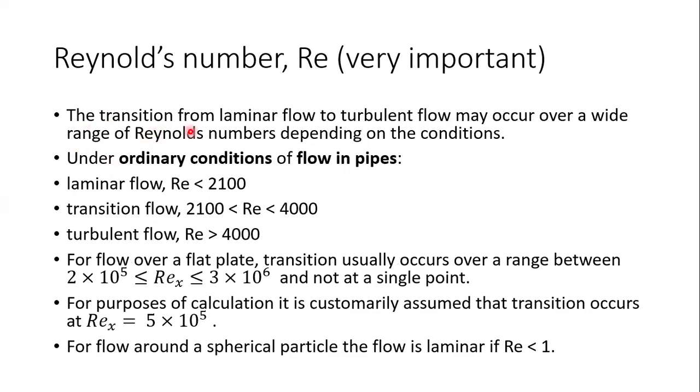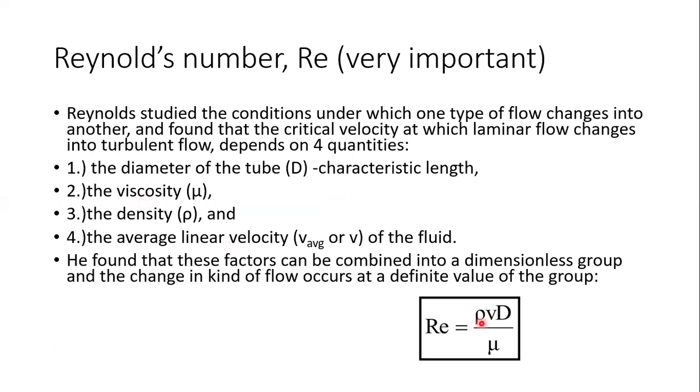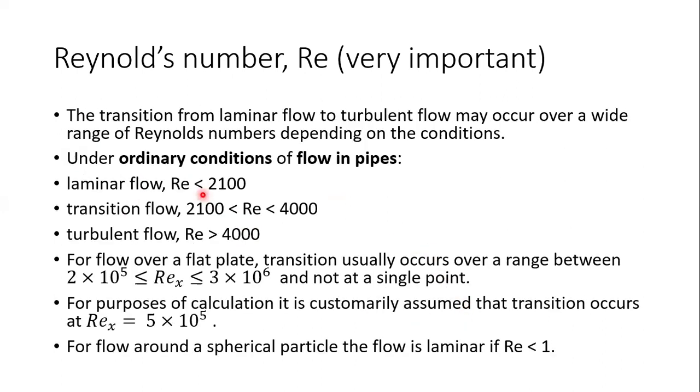The transition from laminar flow to turbulent flow may occur over a wide range of Reynolds numbers depending on the conditions. So when we have ordinary conditions of flow in pipes, right, a Reynolds number less than 2,100 will give us what we call laminar flow. So what we are just trying to say is that if I calculate Reynolds number and I get a value less than 2,100, then it is laminar flow. If I have a value between 2,100 and 4,000, then that's a transition region. And if I have a value above 4,000, that is turbulent flow.